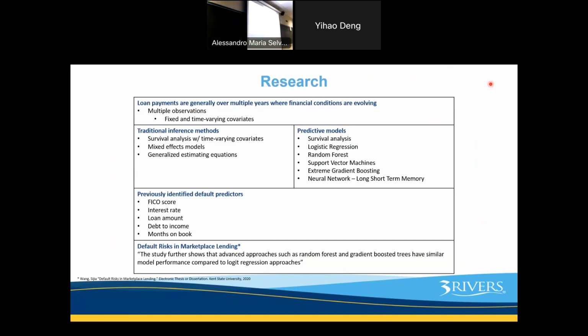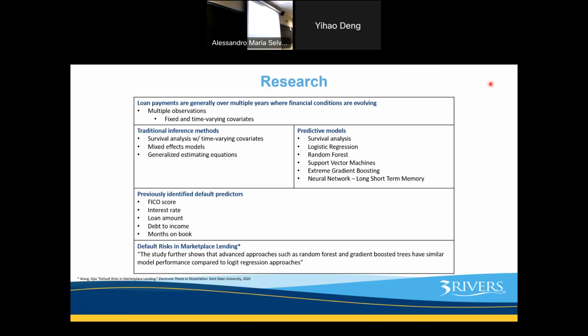So the first thing, starting out with a project like this, is conducting research to see what's out there in the literature, to see what other models have been published. Something to consider when looking through the research, which is going to be non-systematic, is that these loan repayments are generally over multiple years, and financial conditions evolve over time with individuals. So we want to use the most up-to-date data where we can, and so we'll be using multiple observations for each loan, and using both fixed and time-varying covariates.